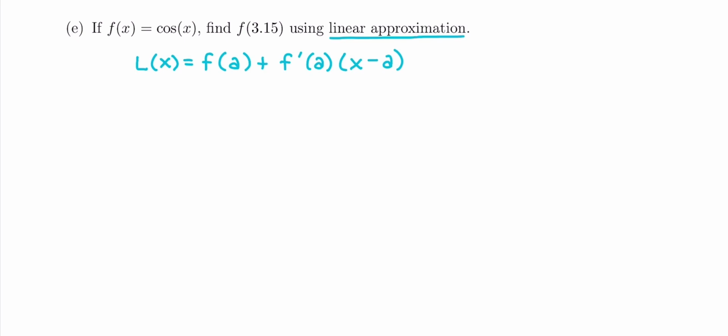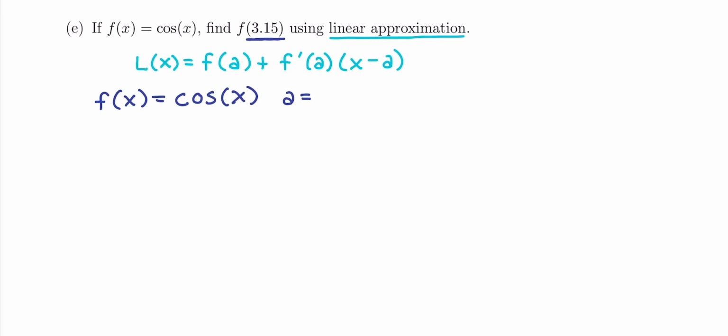And for this, we're given the function is cosine of x, and we're not told a value to use for a. A should always be a value that you can plug in without the use of a calculator. So since this is cosine, I'm thinking of values on the unit circle. Like I should know cosine of 0, cosine of pi over 2, cosine of pi over 4, things like that. So I want to pick a value on the unit circle close to 3.15.